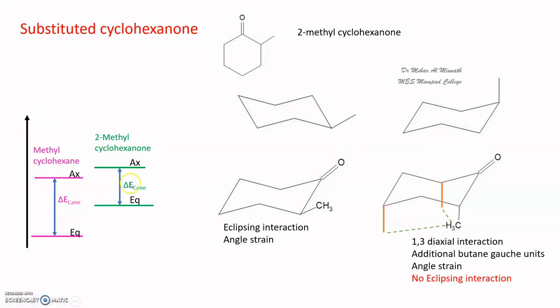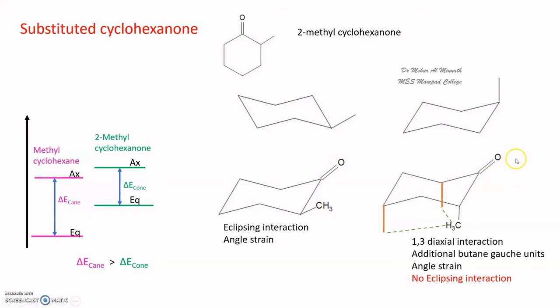Because this energy gap is less, because the angle strain is less. The destabilizing factors are almost the same in both these cases, except for the eclipsing interaction. And so you can put delta E cyclohexane is greater than delta E cyclohexanone. And because of this smaller energy gap between the axial and equatorial forms of 2-methyl cyclohexanone, the axial form will be more in concentration.